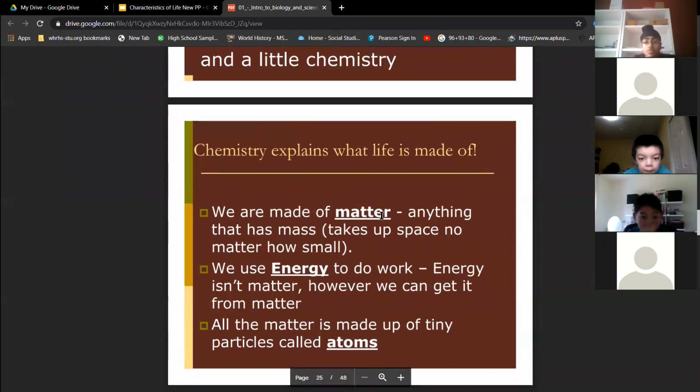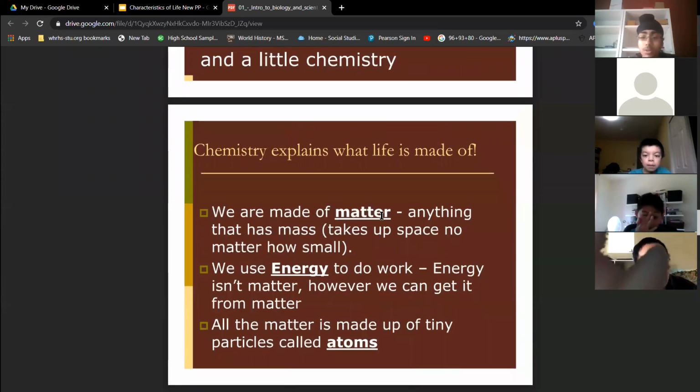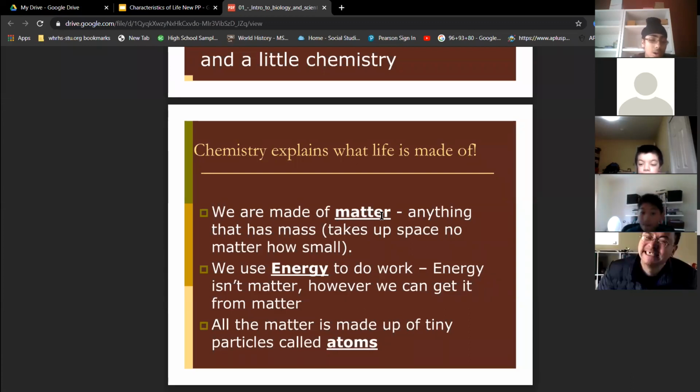Next class, we're actually going to go into chemistry and start doing the basics of chemistry. The basis of chemistry is matter, anything that has mass or takes up space. And mass is made up of tiny particles called atoms. This is the tiniest unit of matter. The other part is energy, and energy is what is used to do work. It's not matter. However, we can get it from matter and from the bonds in matter.